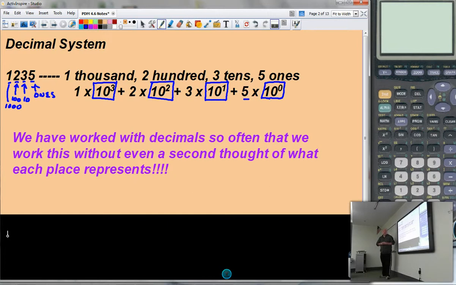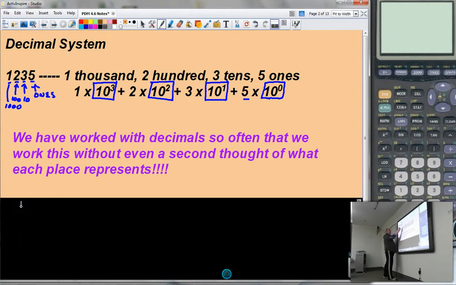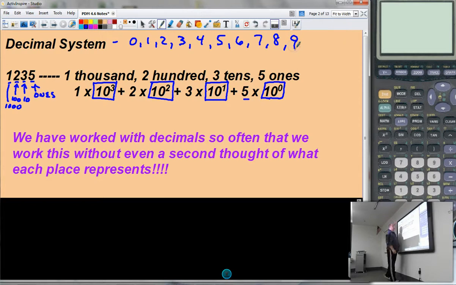So here, what we're going to do is start thinking, okay, what if it's not base 10? What if it's some other base? The nice thing in a base 10 system, decimal, is that your digits are going to be 0, 1, 2, 3, 4, 5, 6, 7, 8, and 9. That should be familiar because it should look like our remainder classes, 0 through 9.